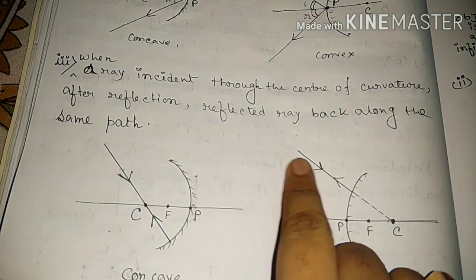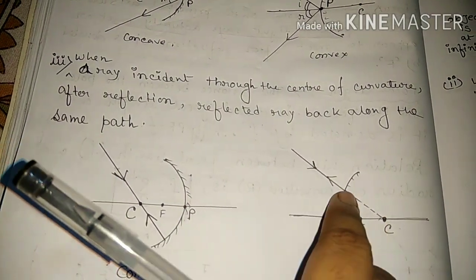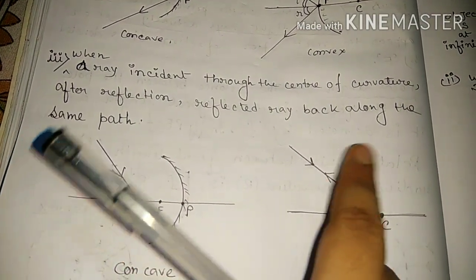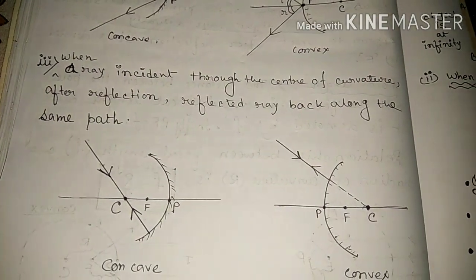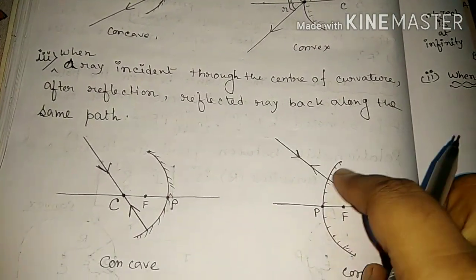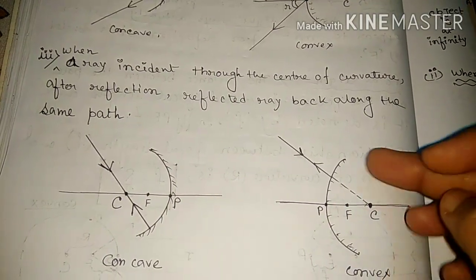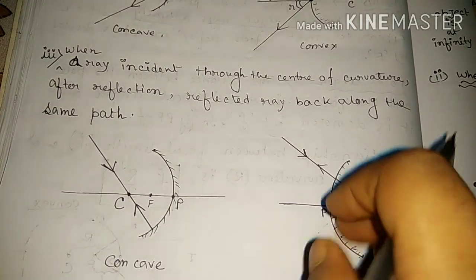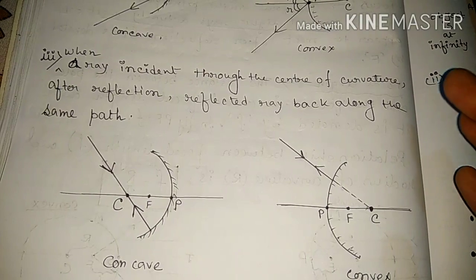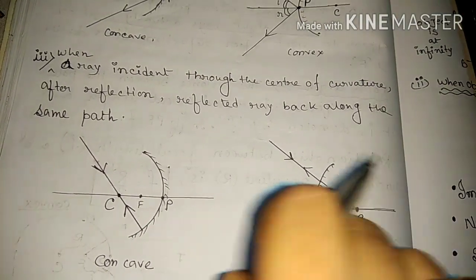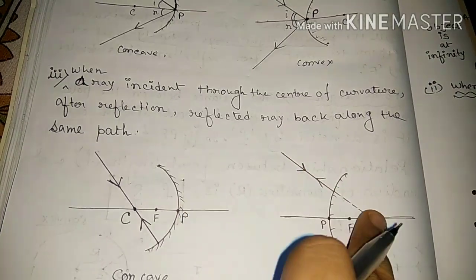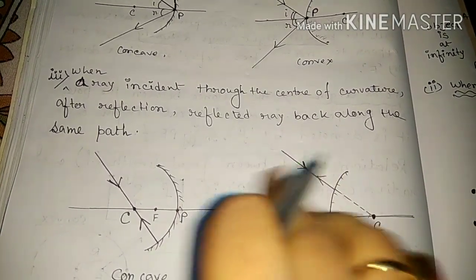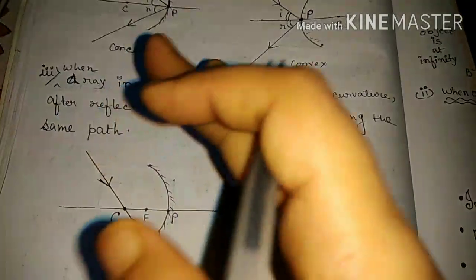So in this case also, this is the center of curvature. We use a dotted line because it is behind the mirror. When it is behind the mirror, we use the dotted line, because in reality there is no point there. So when a ray is incident through the center of curvature, after reflection the reflected ray goes back along the same path.